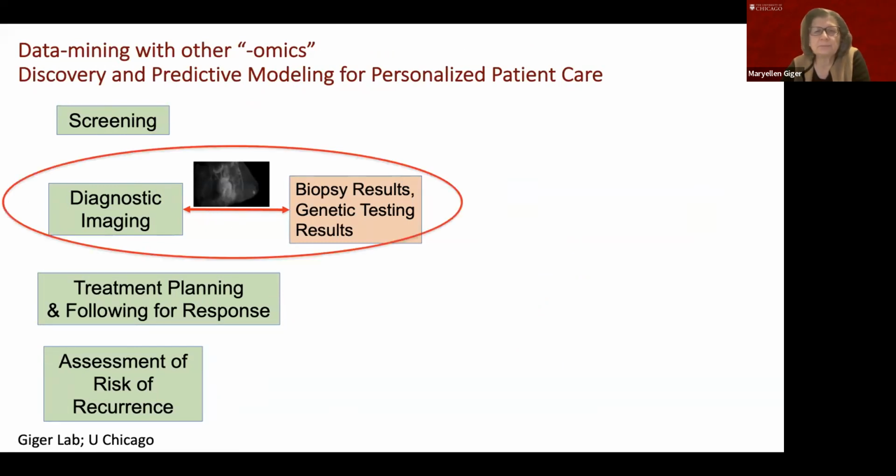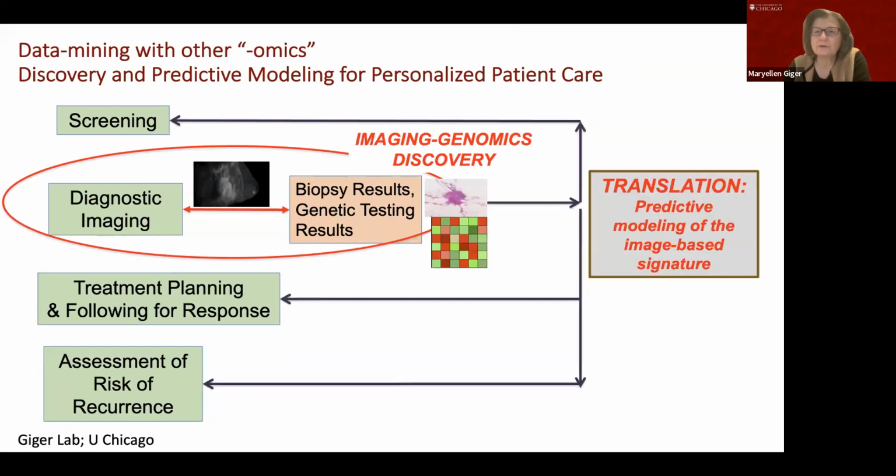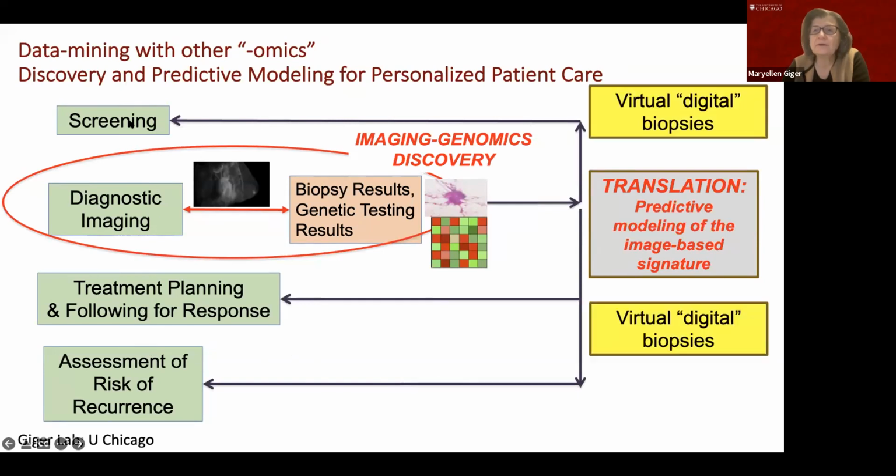So you can think of this relationship here as a discovery, understanding the relationship between the imaging and the histopathology, the genomics and all. Now, let's say you find a signature in that image, a group of features that really corresponds to cancer. You could take that and translate it to other steps here. You could do predictive modeling of these image-based signatures, but now in other tasks. And we call these virtual digital biopsies.